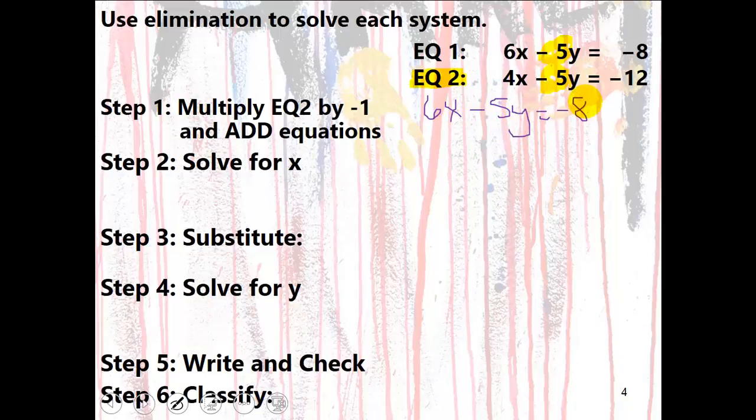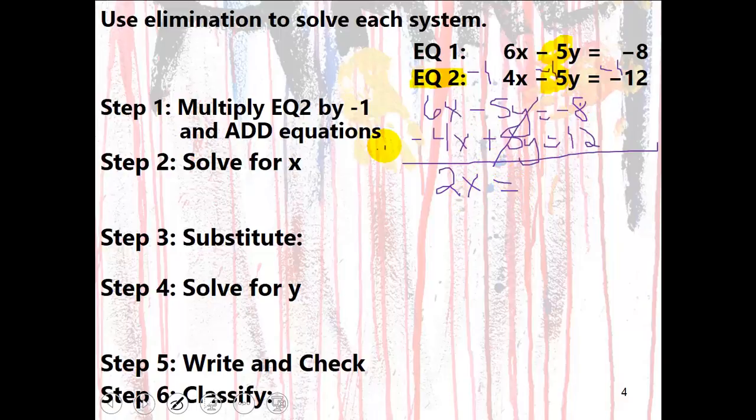And now I'm going to multiply equation 2 by negative 1 all the way across. It's going to flip every single sign. So then I get negative 4x plus 5y equals 12. And now I'm going to add those two equations together. 6x plus negative 4x, well, that's 2x. These drop out. Negative 8 plus 12, let's put a big plus sign here, equals 4.